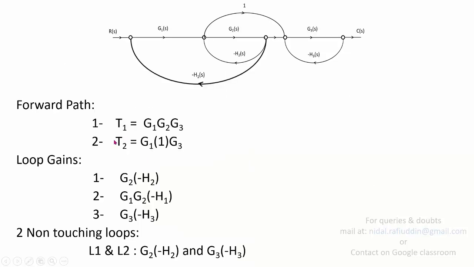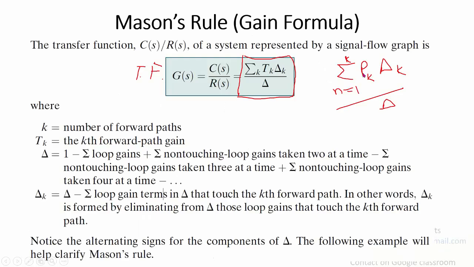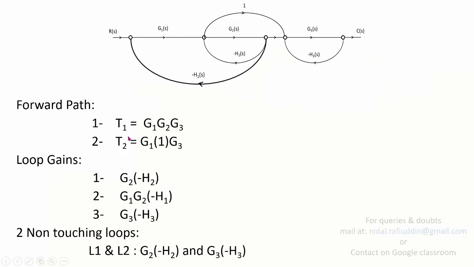So let's write the forward paths. So the first forward path, that is T1. Remember the formula. So you have the formula where you have summation Tk delta k upon delta. So this means T1 delta 1 plus T2 delta 2 plus T3 delta 3 and so on, upon delta. So we will first identify T1, T2, T3, T4 depending upon how many forward paths are present in the SFG.